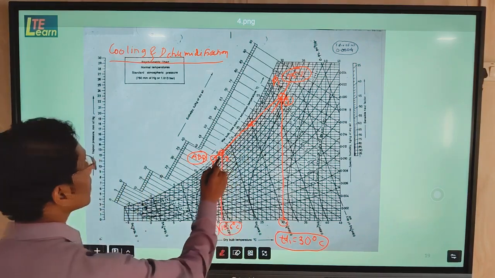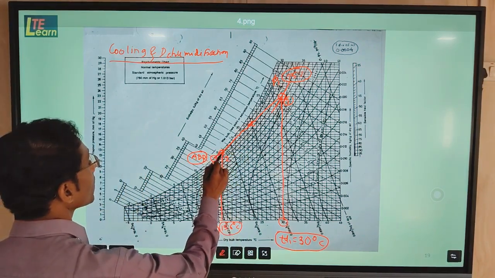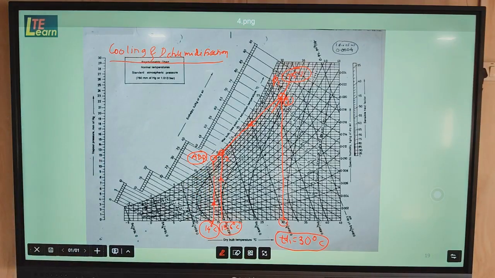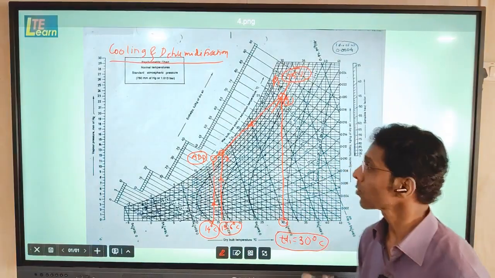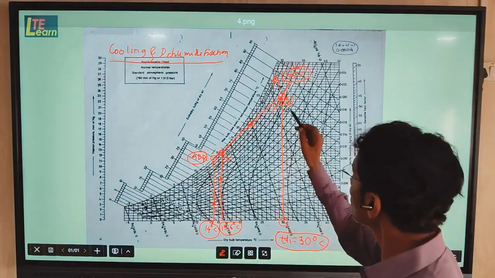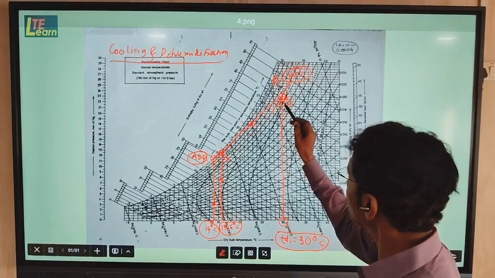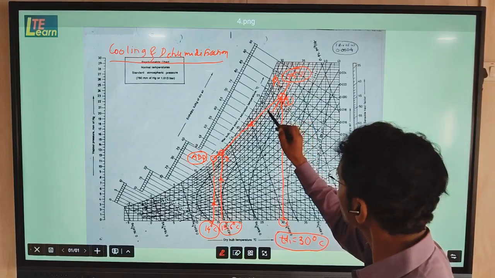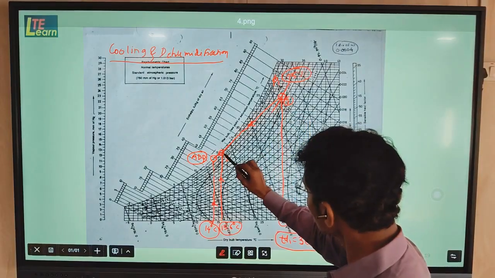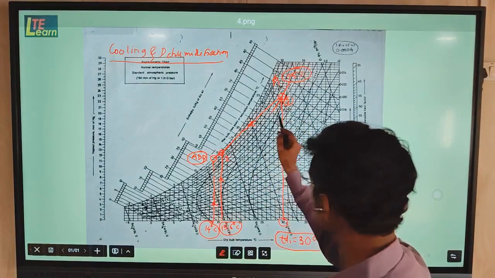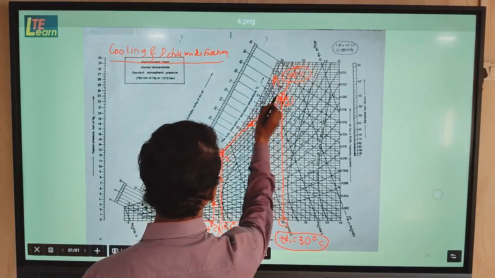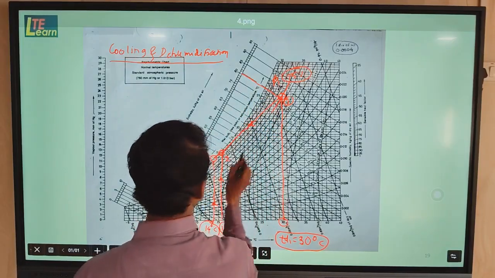So this will be the coil leaving point, that is point number 2. Second small part of the question which is asked is to find the capacity of the cooling coil. The process which occurs in the cooling coil is effectively process 1 to 2. So between 1 to 2 we have to find the enthalpy difference. For that purpose we have to get enthalpies from this point number 1 on this scale, and this is point number 2.